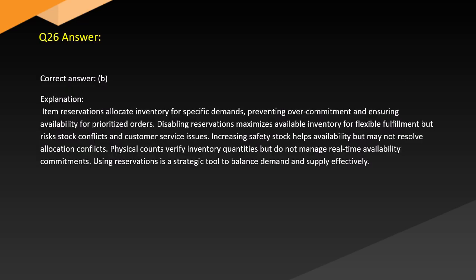Answer. Correct answer, B. Explanation. Item reservations allocate inventory for specific demands, preventing overcommitment and ensuring availability for prioritized orders. Disabling reservations maximizes available inventory for flexible fulfillment but risks stock conflicts and customer service issues. Increasing safety stock helps availability but may not resolve allocation conflicts. Physical counts verify inventory quantities, but do not manage real-time availability commitments. Using reservations is a strategic tool to balance demand and supply effectively.